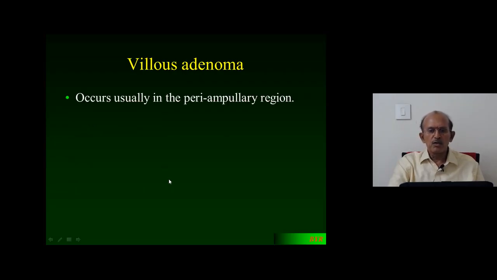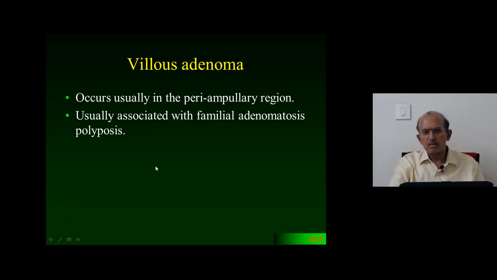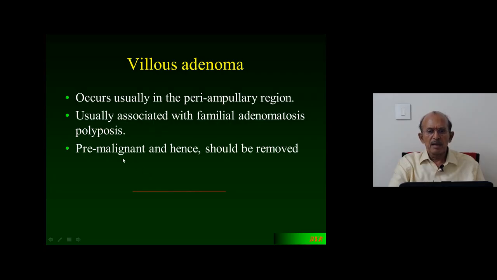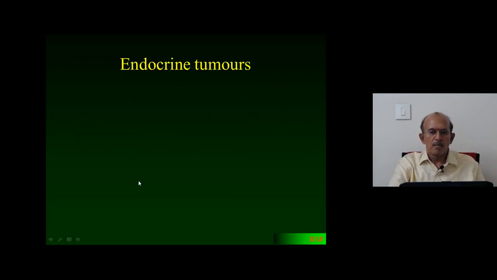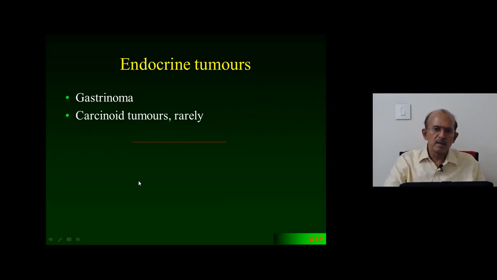Villous adenoma occurs usually in the periampullary region, usually associated with familial adenomatous polyposis. It is pre-malignant, hence should be removed. Endocrine tumors include gastrinoma and, rarely, carcinoid tumors. Already we have discussed the gastrinoma.